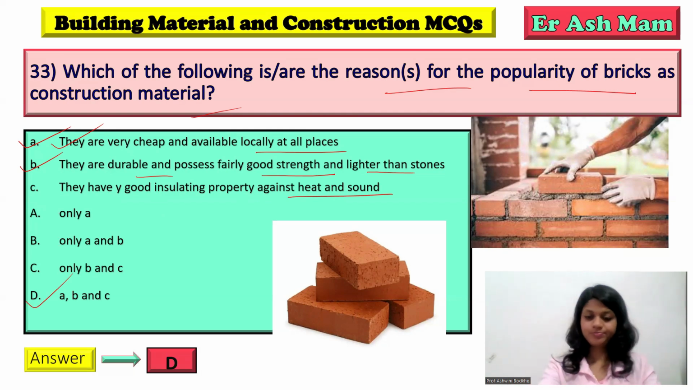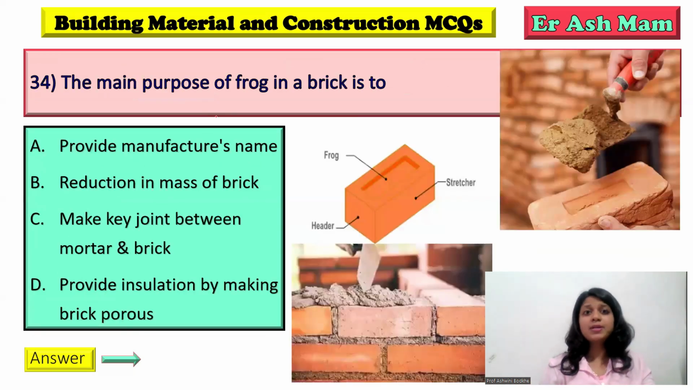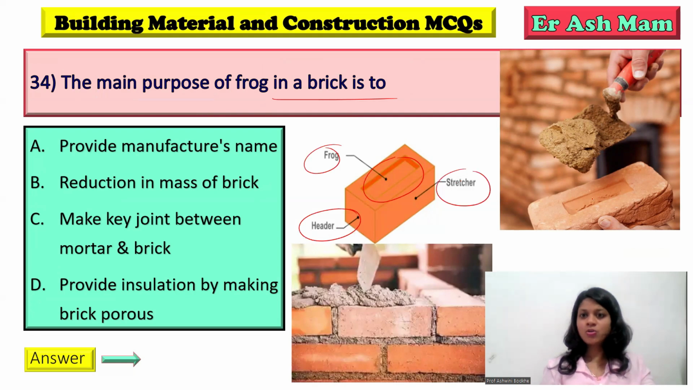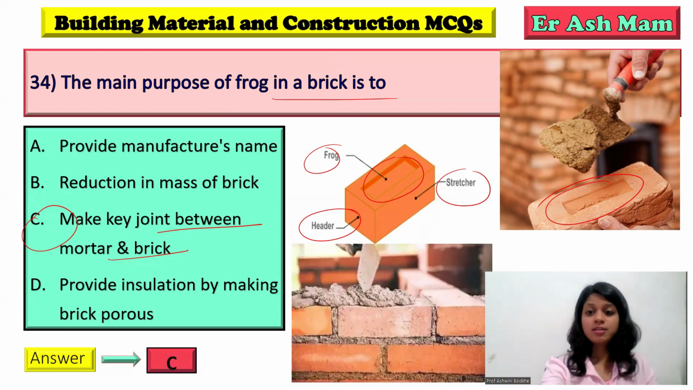So go with D. The main purpose of frog in brick is, so you can see here, this is a frog of brick. This side is header side, stretcher sides. The use of this frog is to make a key joint between mortar and brick. Answer C. So that it will fix properly if you place mortar on this brick. So answer is C.